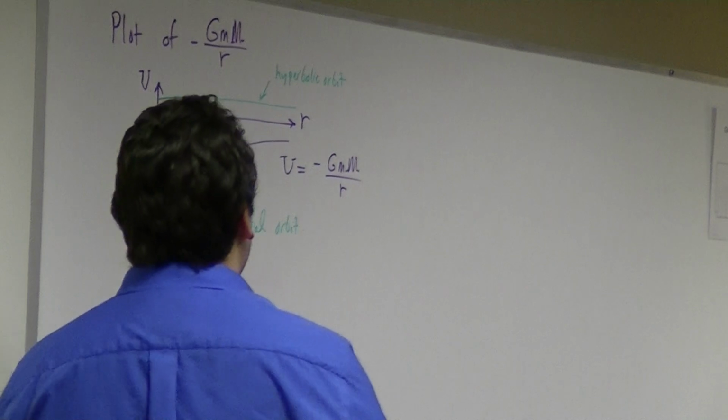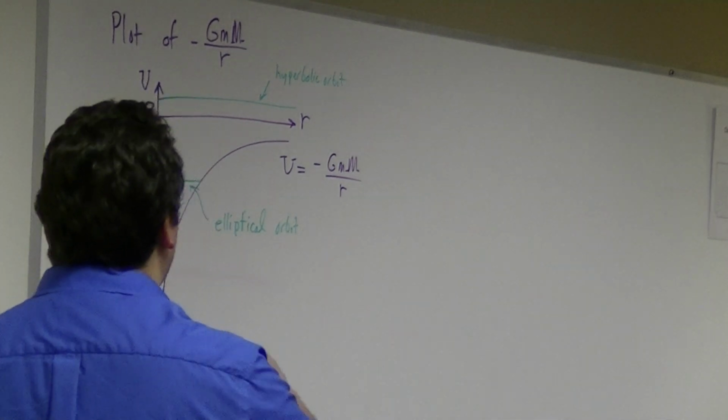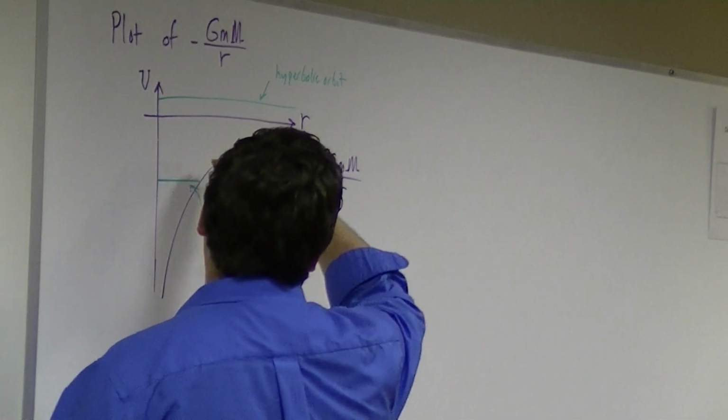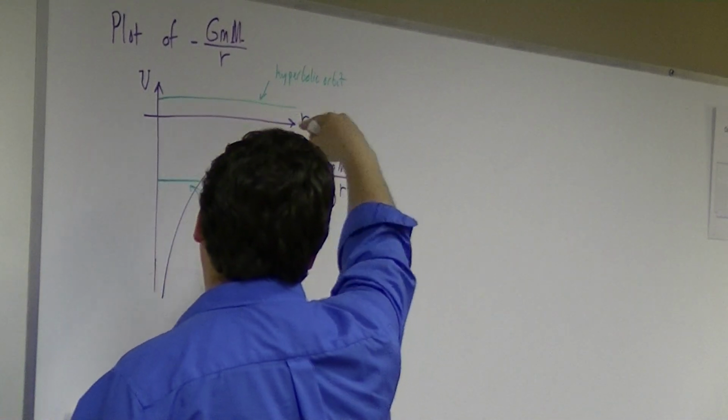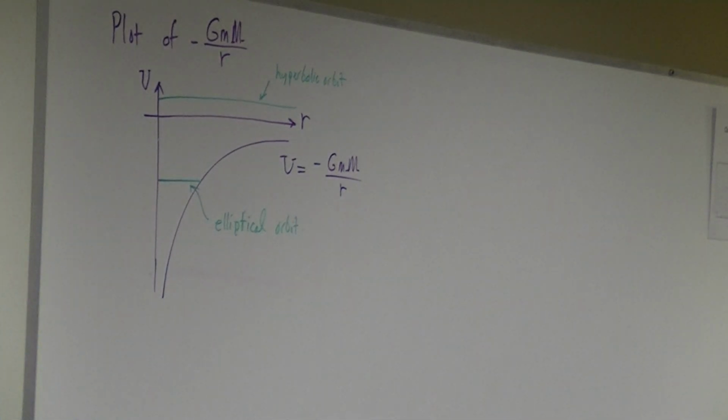Now, if the big M is the mass of the sun, I'm actually talking about the orbit of planets. If the big M is the mass of the Earth, I'm talking about the orbits of satellites. But whether you have a bound orbit or an unbound orbit just depends on whether your energy level is enough such that you never bounce off the potential energy function in the energy diagram.